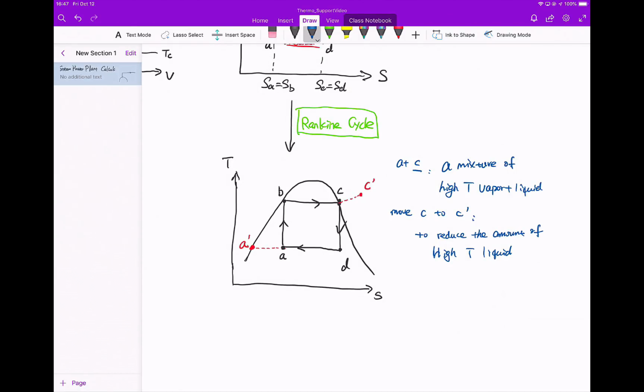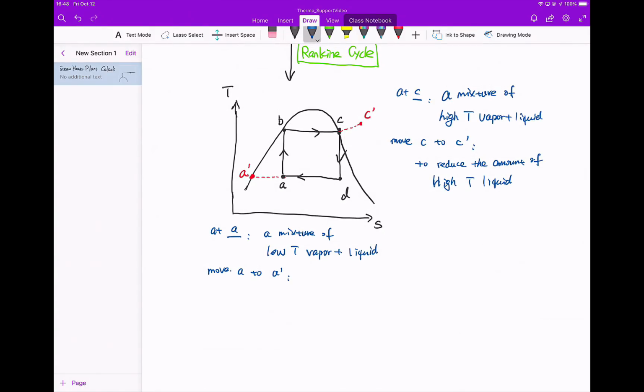Then for this state A, at this A, we are going to have a mixture of low temperature vapor and liquid. We are not very happy to use this as the inlet to the pump because the efficiency of compressing vapor is not that nice. So we try to at least get rid of as much vapor as possible. So move from state A to A prime.